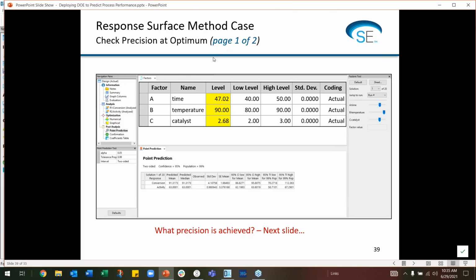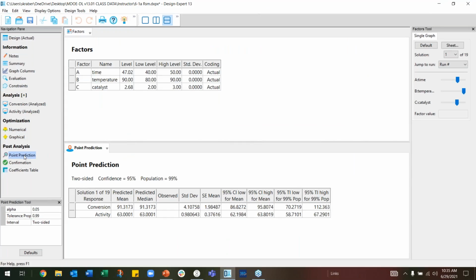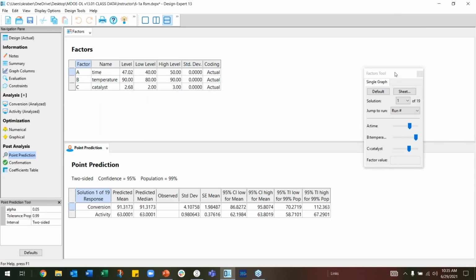Okay, so now that we found an optimum, we have to put that optimum into point prediction. So we can use our top solution. That's going to be in here by default. So let me pull that up. We are going to go to point prediction. And the solution number one over on your factors tool is set up by default. And so we can see that that's at time of 42, temperature, and catalyst.